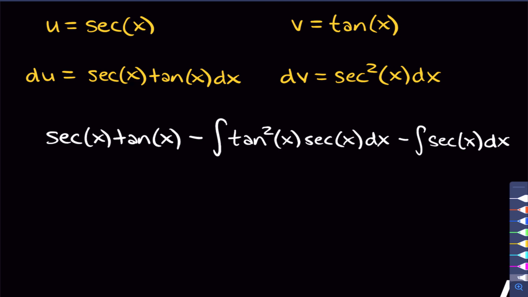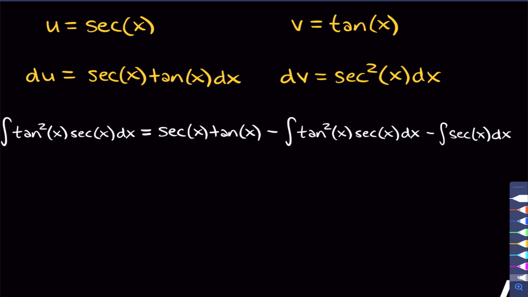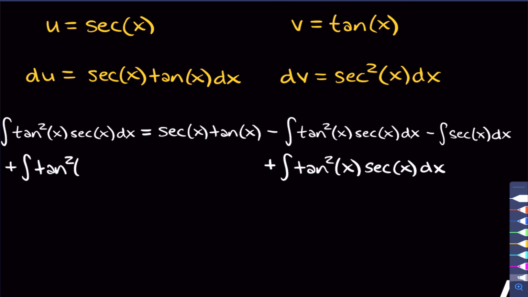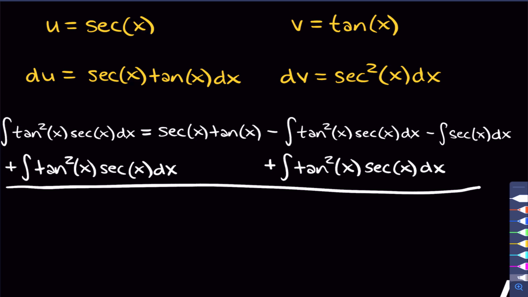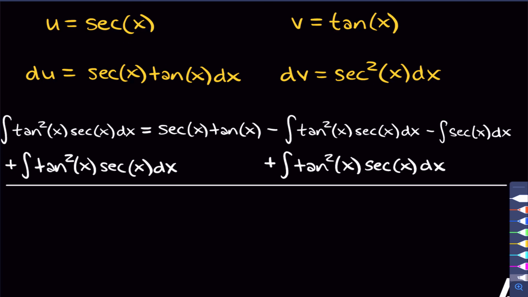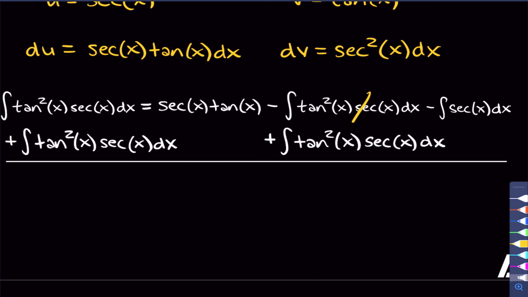So this is going to look pretty messy, but I'll try to fit this all on the screen here. So I'll need to make a quick cut. This monstrosity is what we actually have going on here. And again, we're going to add that integral to the other side. So we add the integral of tangent squared secant on both sides. And once we do that, this goes away.